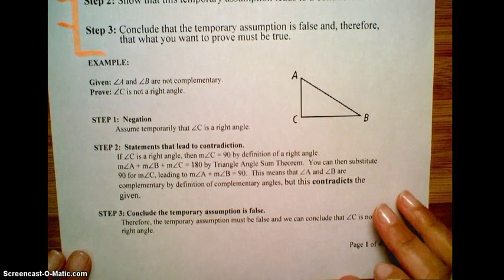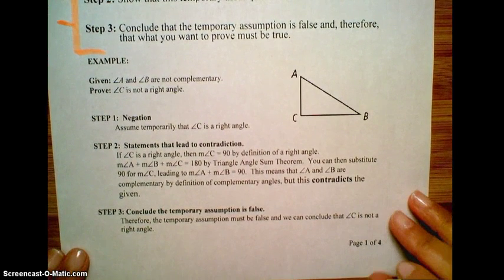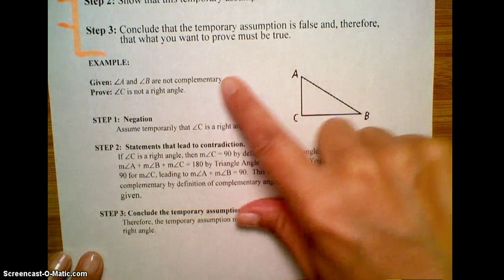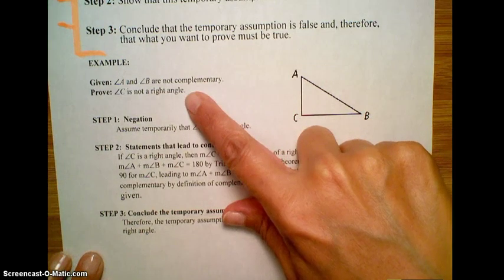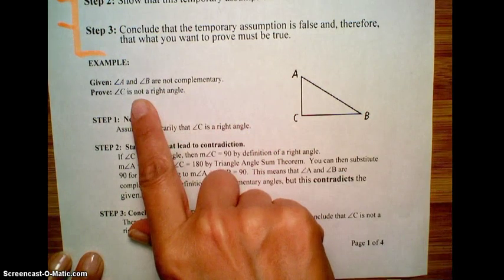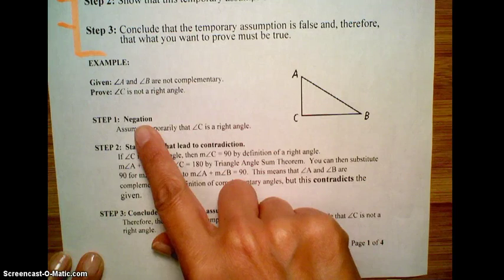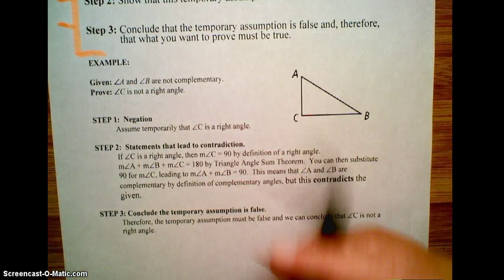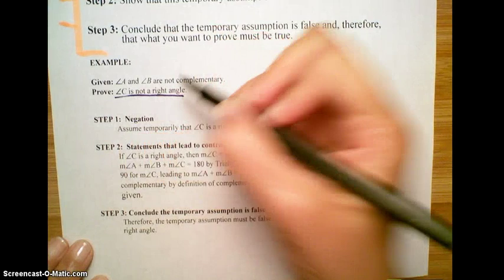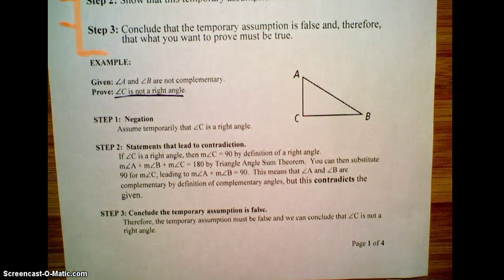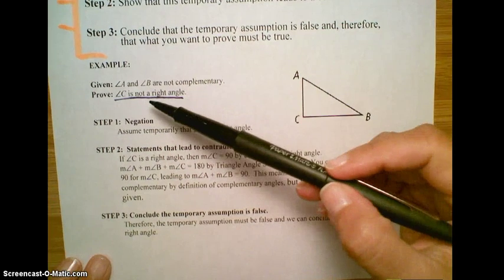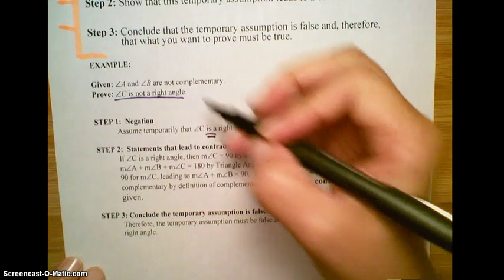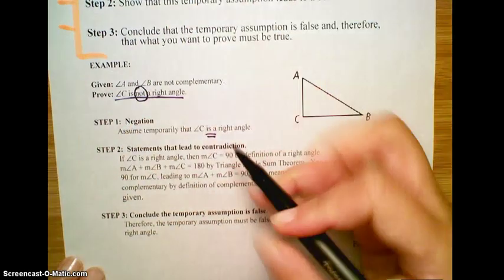Okay, so angle A and B are not complementary. That's what we're starting with as our given. And we're trying to prove angle C is not a right angle. Okay, so step 1 is the negation. So you take your proof statement, which is right here, and assume temporarily the opposite. So the opposite of not a right angle would be that angle C is a right angle.